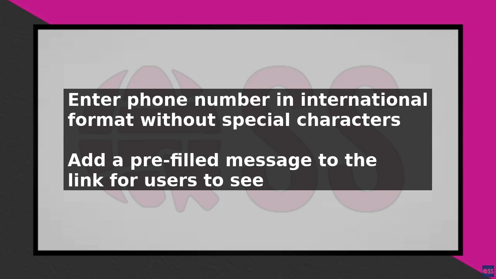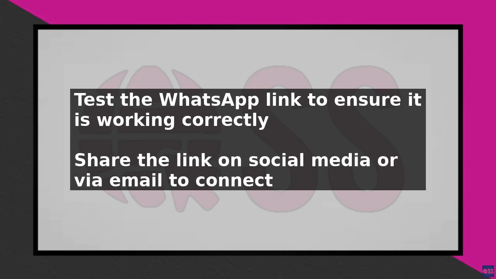This link can be shared on social media, websites, or via email. When someone clicks on your WhatsApp link, it will open the WhatsApp application on their device, and they will be able to send you a message. The pre-filled message you included in the link will be automatically inserted into the text field, making it easy for users to start a conversation.